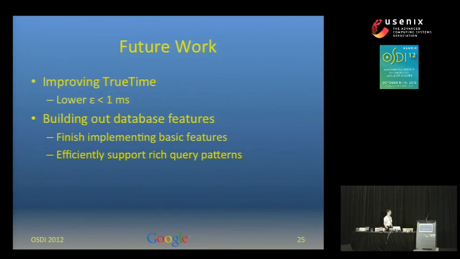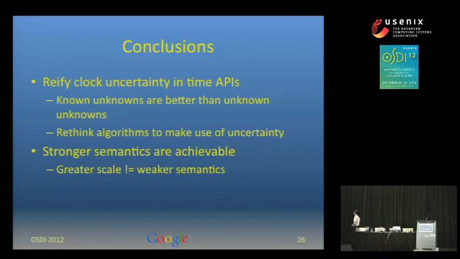Other future work includes finishing the database features. What we describe in the paper is that we've layered a database interface on top of a key value-based implementation. As a result, the key value-based implementation is far more finished than the set of database features. So we're in the process of finishing up the database features. And in the future, we're probably going to have to improve the key value-based substrate to support richer query patterns that we'll see when we actually execute SQL queries.